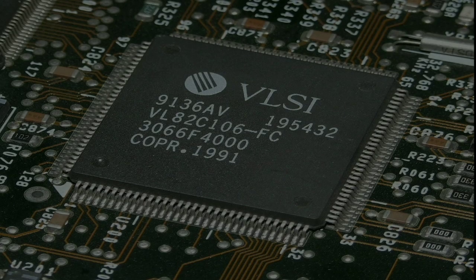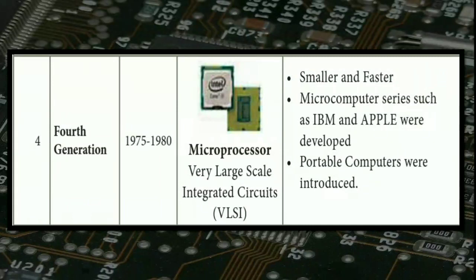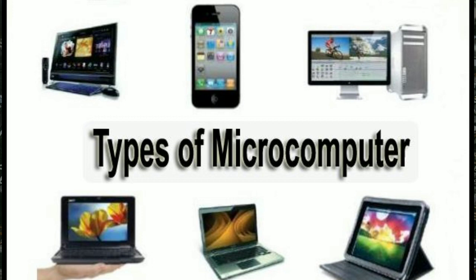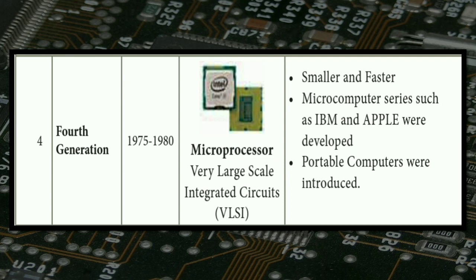So let's learn more about the fourth generation. It was during 1975 to 1980. Here they introduced the microprocessor as the main component, that is the very large scale integrated circuit. It looks smaller in size and is also very fast in processing. Microcomputer series such as IBM and Apple were developed. Microcomputer means laptop, desktop, palmtop, all sets of mobiles; all of these come under microcomputers. Portable computers were introduced. A portable computer means one which you can charge and take to different places.